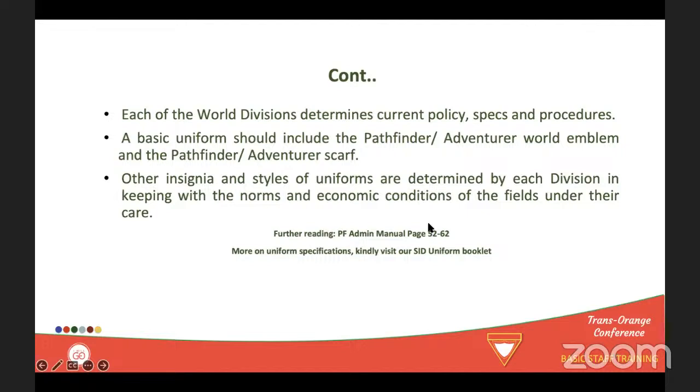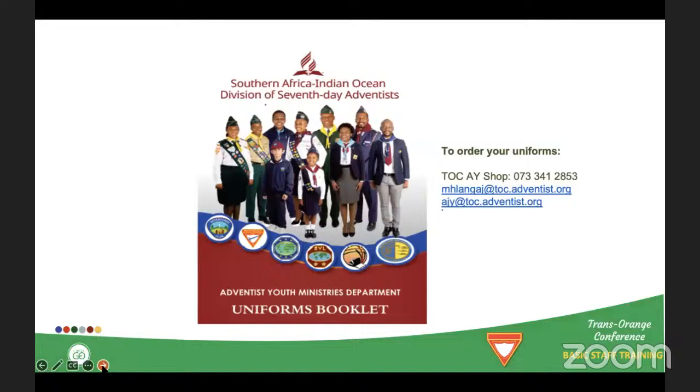Next slide. On the next slide, I've just added a cover page of the SID uniform booklet, to make sure that when you are searching for it, you have the correct one. I think I saw Tando sharing it somewhere. Am I correct, Tando? Did you share? I saw something popping up on my screen. Yes, I did. If you don't have it, you may download it there so that you know your uniform.